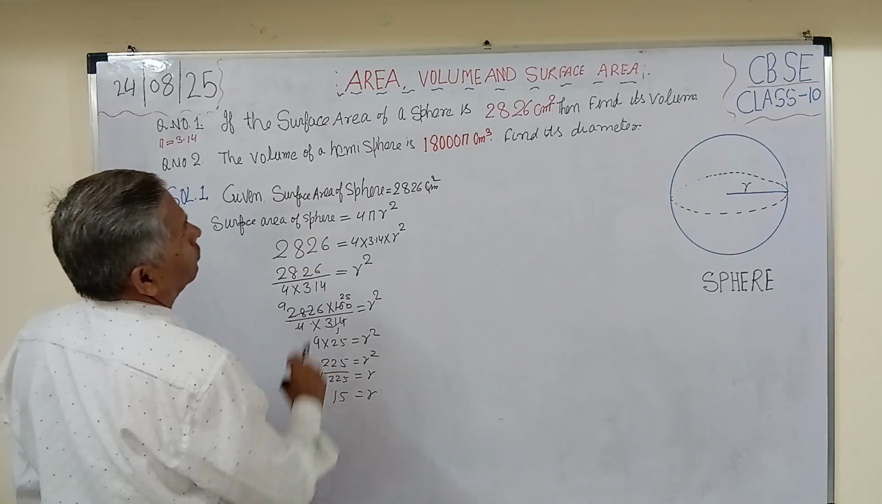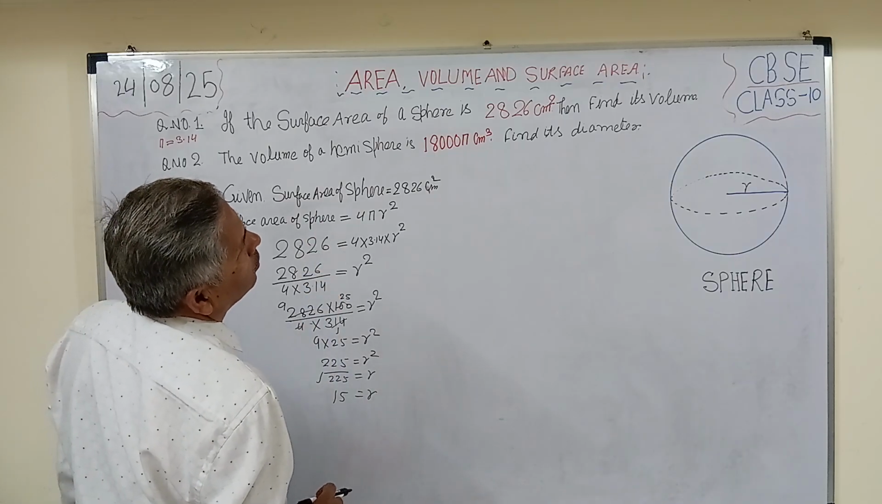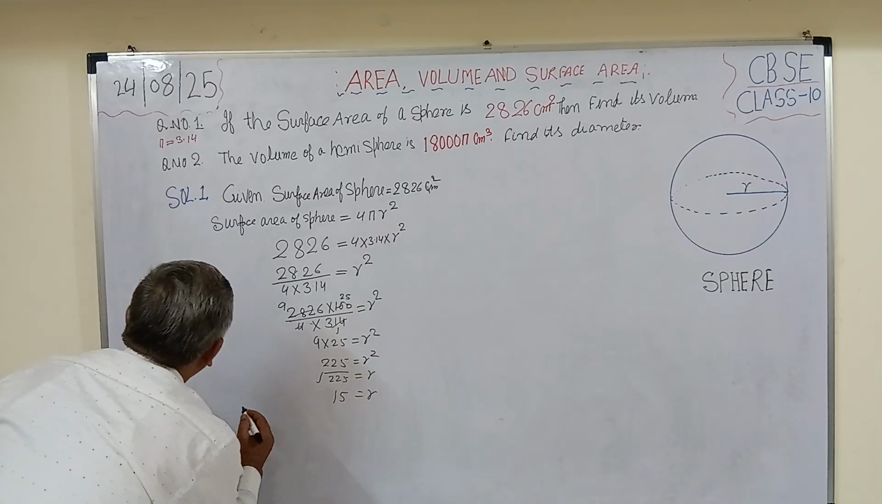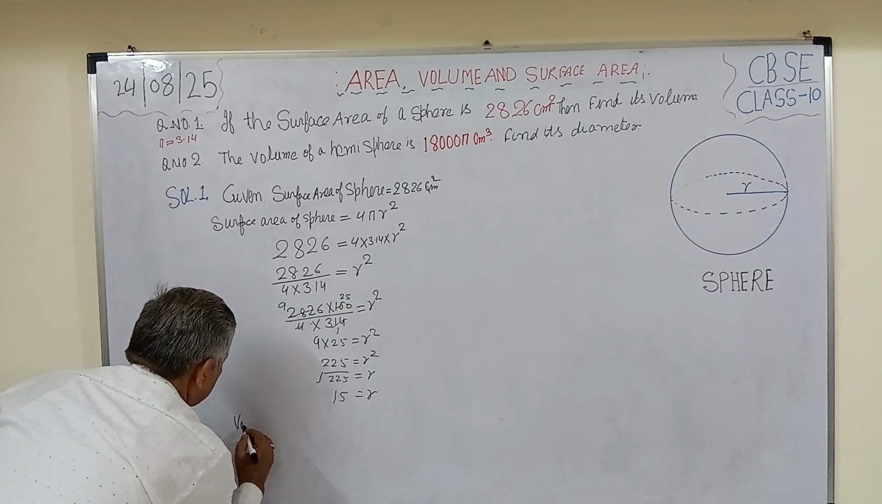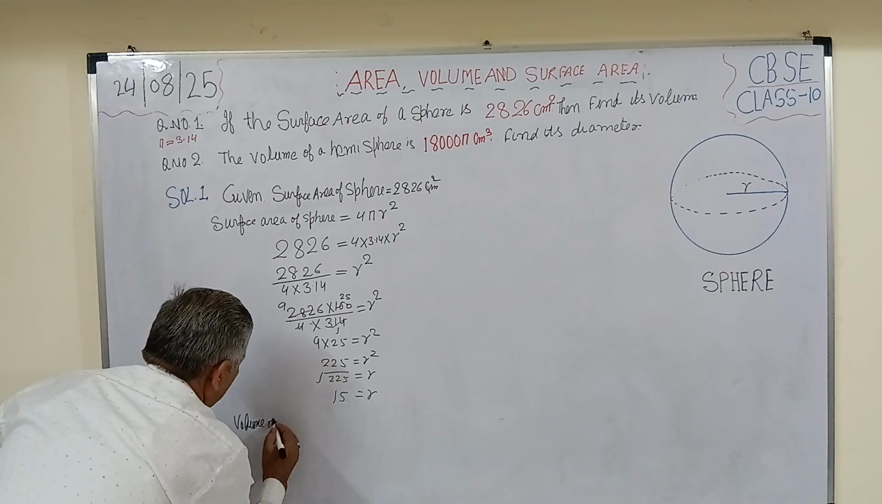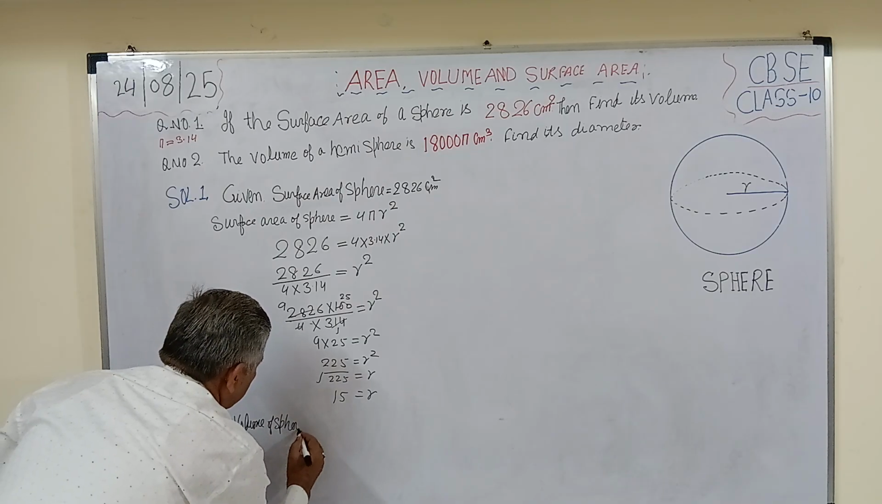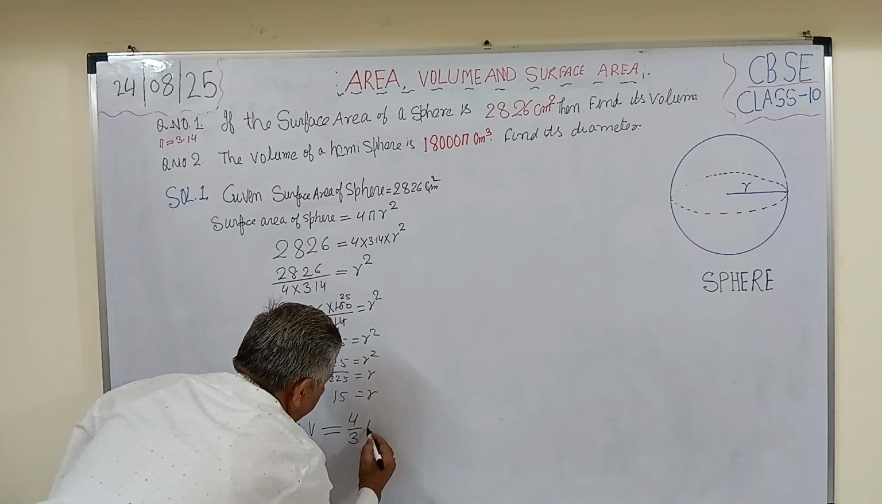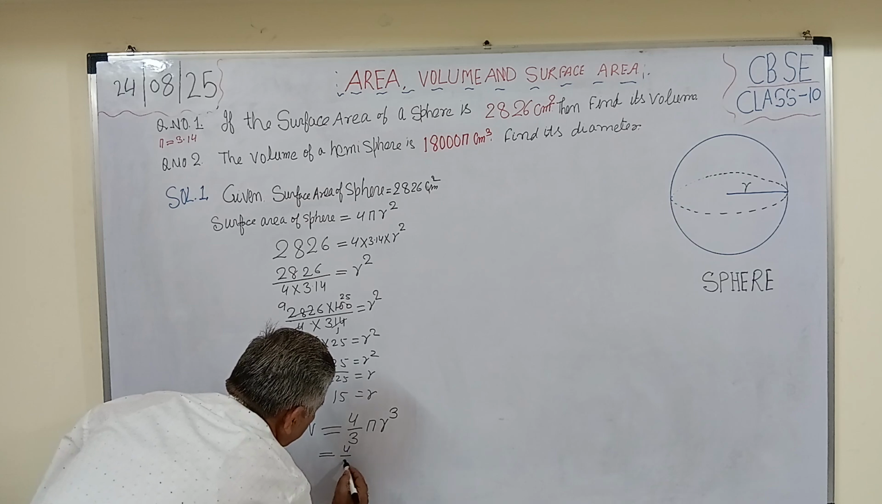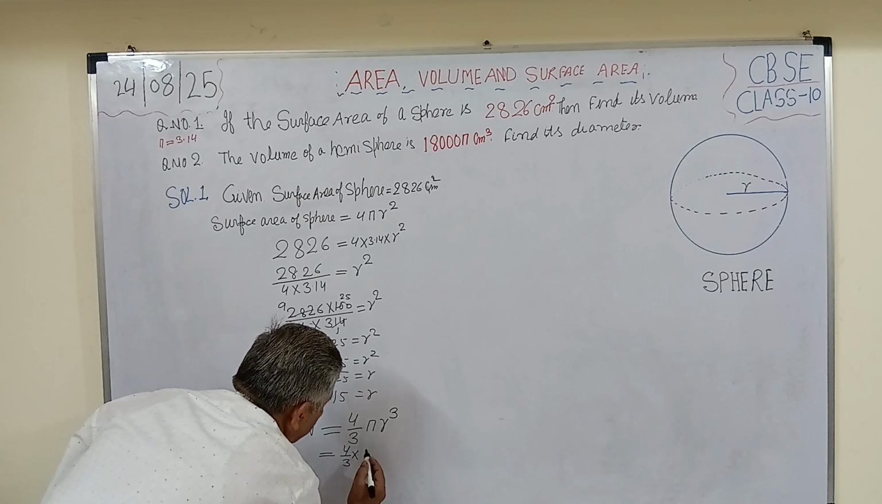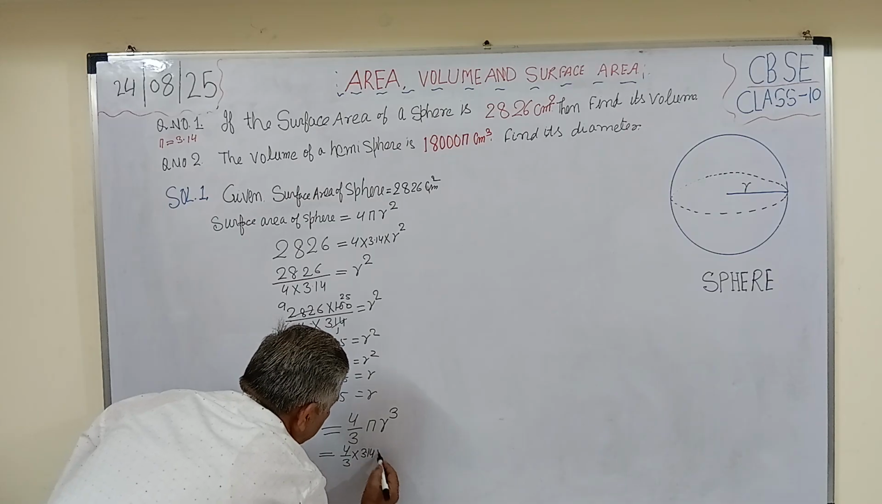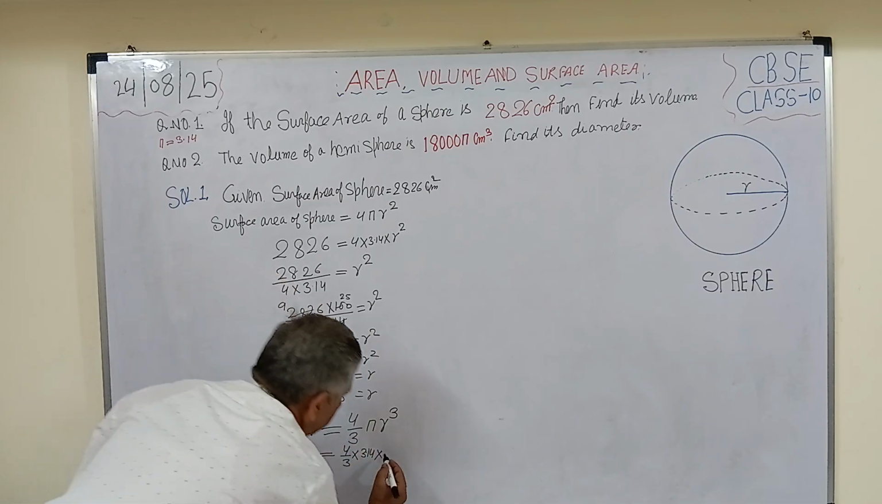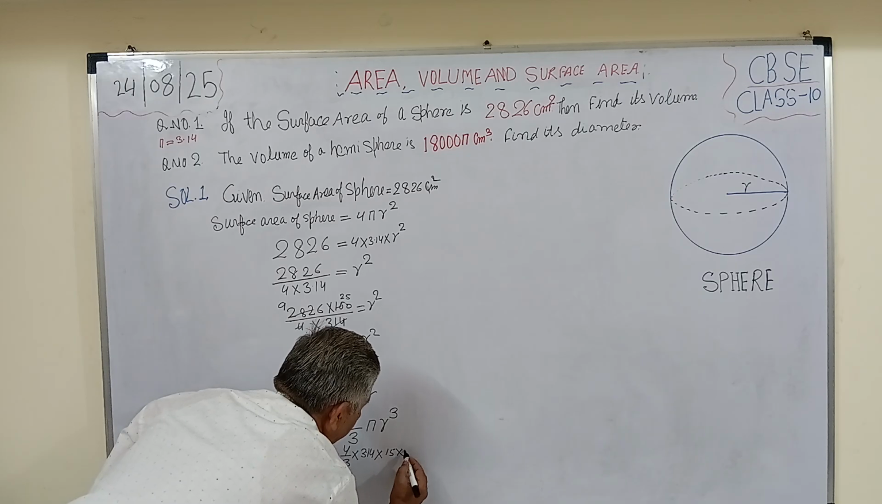Now with this radius we can calculate the volume. The volume of a sphere V will be 4 upon 3 pi r cube. Let me put the values: 4 by 3 into pi, which is 3.14, into r cube. R cube means 15 into 15 into 15.